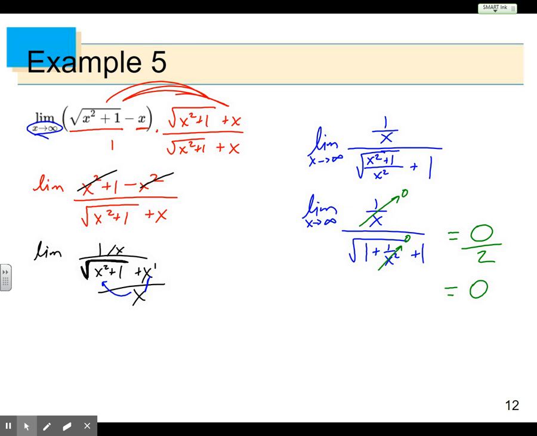So if it's a difference like that, my goal is to change it to a rational function that I can use that divide by the highest power of the denominator. Let's try this composite function.